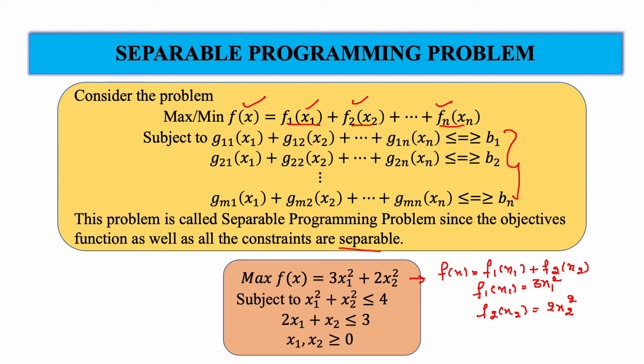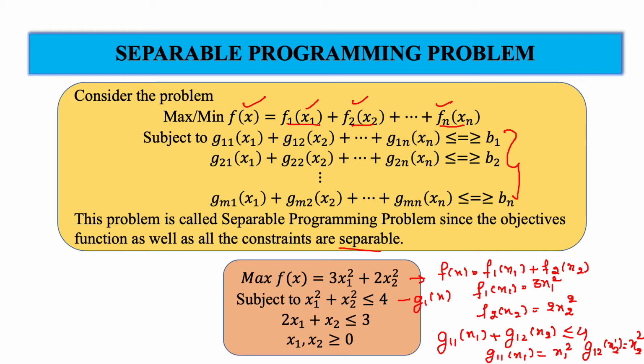It can be written as, if this is g1(x), g11(x1) plus g12(x2) less than or equal to 4. Why am I taking 1 1? 1 1 means first constraint and its first function and second function. So here g11(x1) is equal to x1 square and g12(x2) is equal to x2 square.